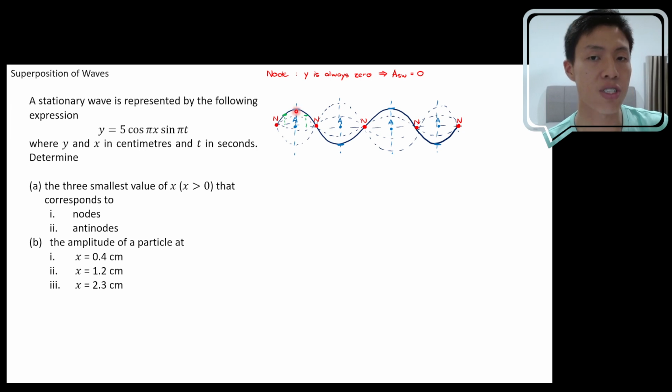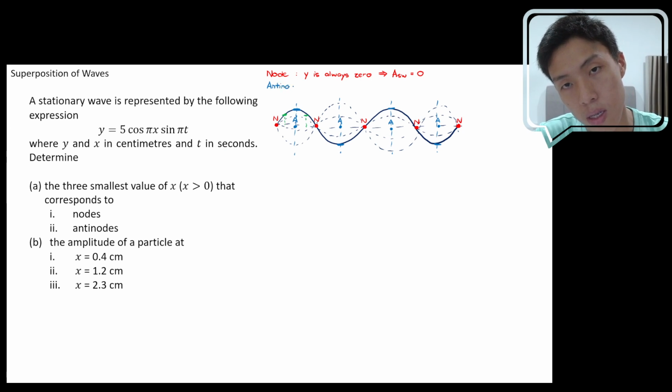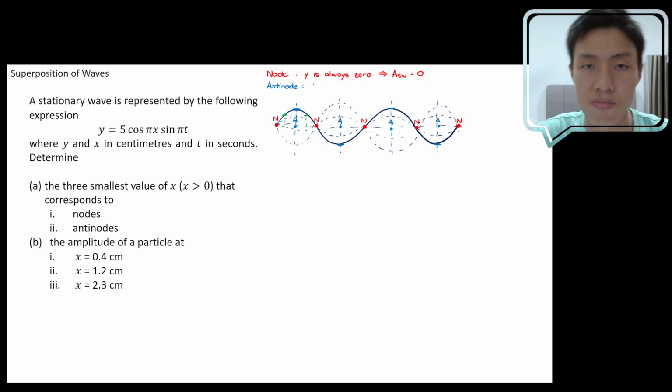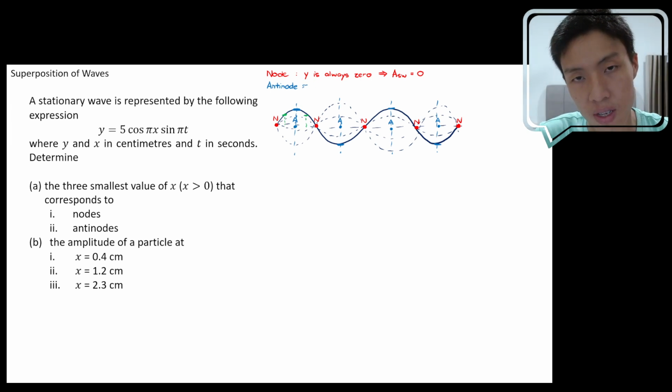Why is it maximum? Because there's nowhere else that has the same amplitude as the antinode. The antinode has the greatest amplitude that can be achieved in this whole standing wave. So let's write it down. Antinode is in blue. You can see that it has the most vigorous displacement. Then let's skip straight to the endpoint. We can see that the amplitude of the standing wave at this antinode is maximum.